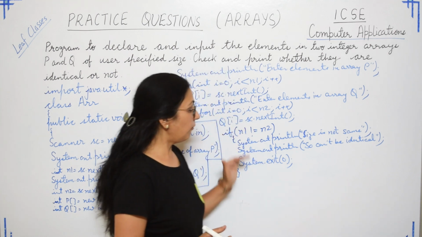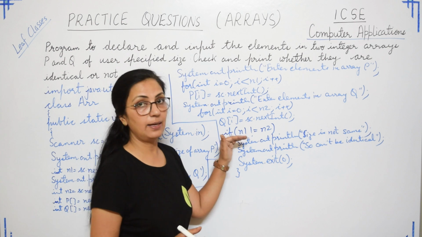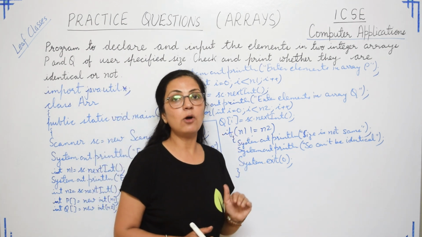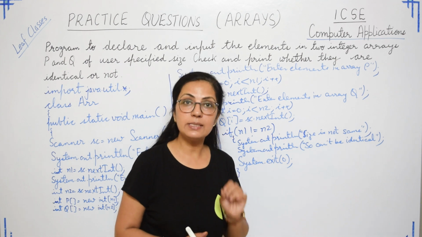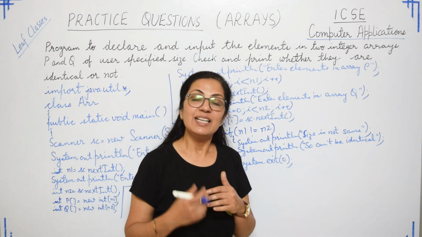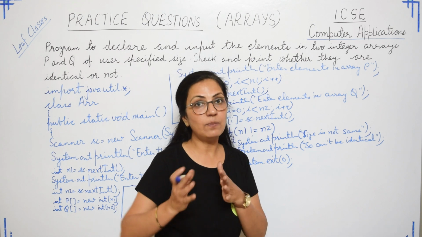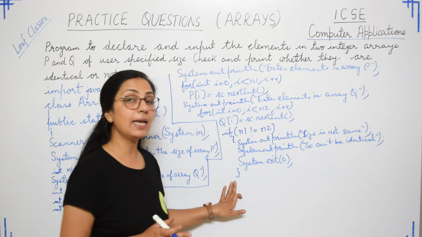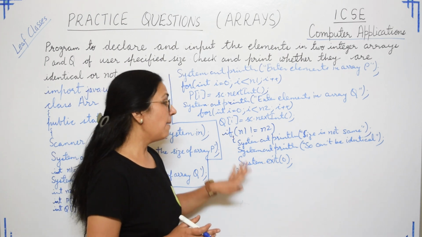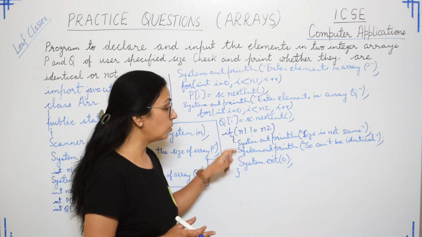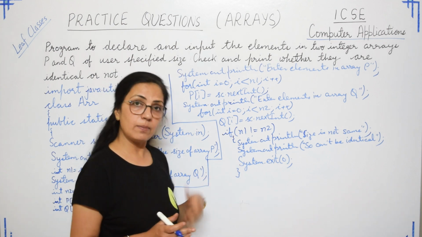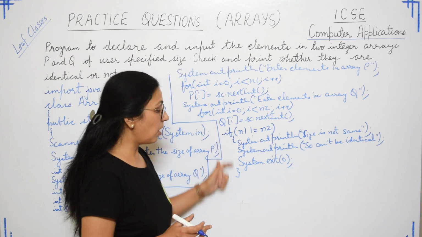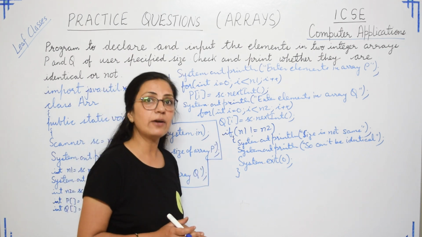And now if this condition is false, that means the value of n1 and n2 is same. They are equal. So there is a possibility that both the arrays can be identical. So here I am not writing else. I will not write else here, because if this condition is true, automatically it will terminate the program. And if this is false, this block will not be executed and it will start from here.